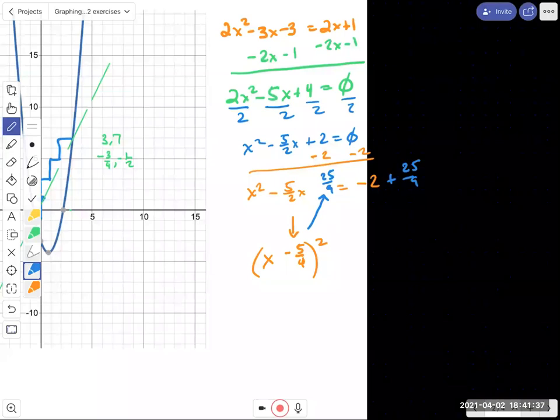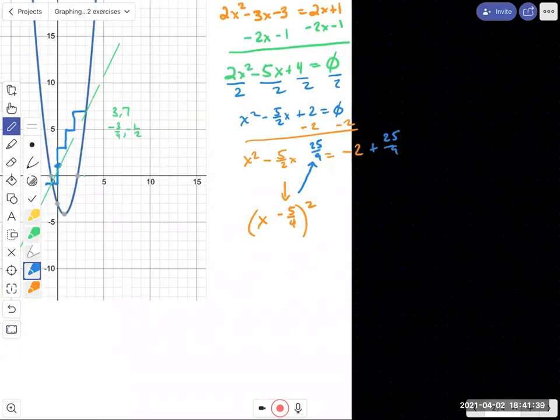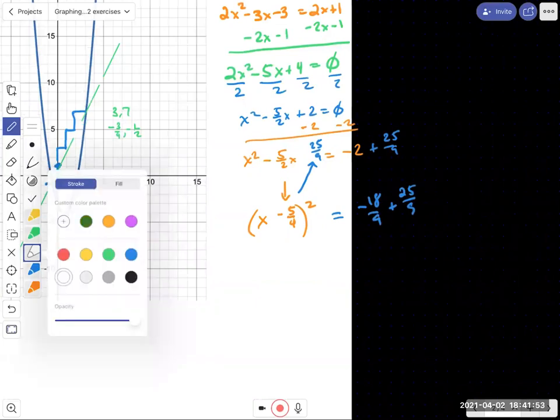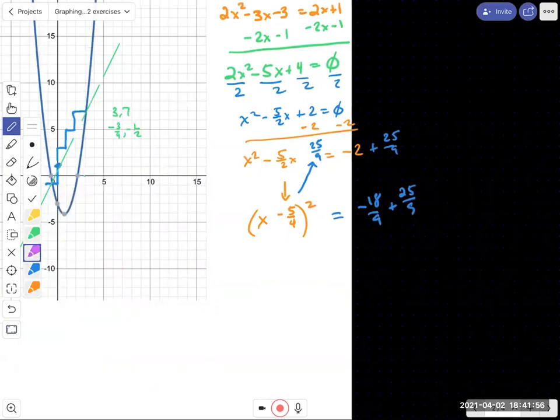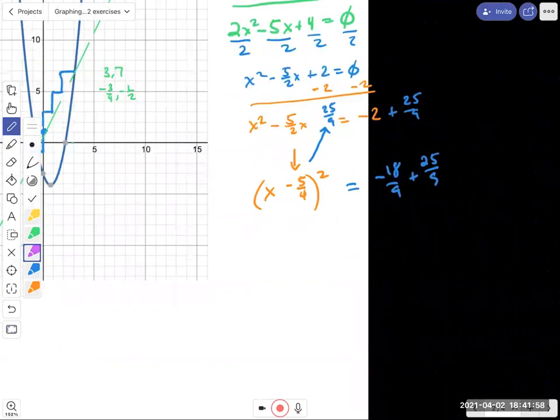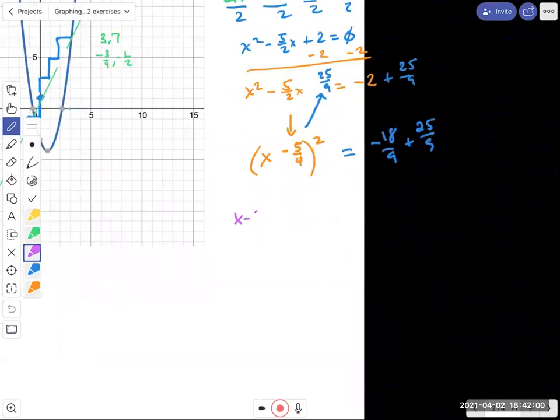Okay, and so we say, well, let's just plow ahead with this and see where we go. And so we said that's going to be 32/16 plus 25/16. So let's find a nice color to work with here. About pink? How about purple? So we say x minus 5/4 squared equals 57/16.